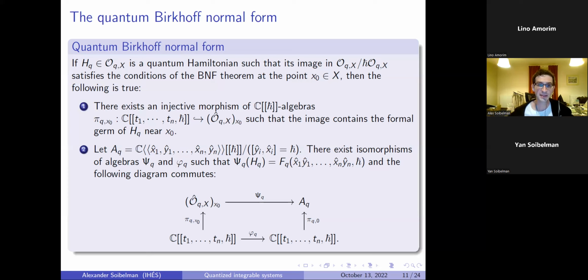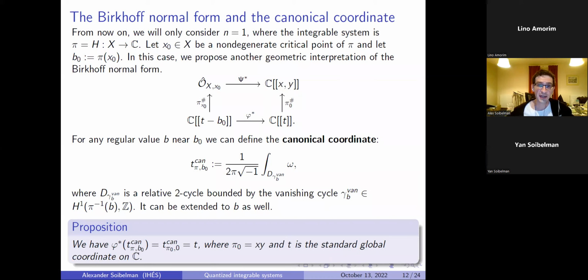So this is this quantization, and now I want to talk about some further geometric interpretations of the classical and quantum Birkhoff normal forms. I'm only going to be discussing the n equals 1 case from now on. In this case, the commutative diagram that I drew up for the classical Birkhoff normal form is much simpler. This is just going to be formal power series in one variable. Those are the functions of the base.